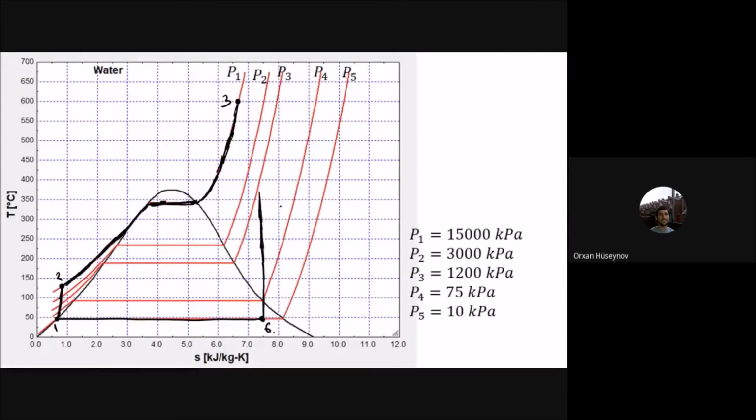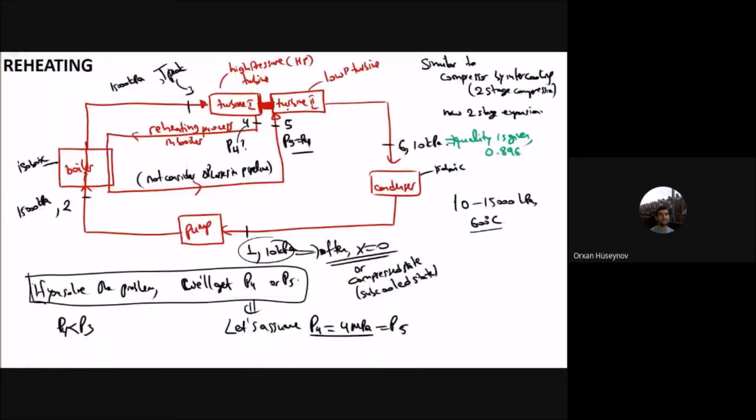Therefore, you can see that this one is P3, it is 1.2 megapascal, and P2 is 3 megapascal, and I should go to that P4 line. So that P4 should be approximately here. Okay. Approximately here. This is the 0.5. You can see that I have 5 to 6. This is the turbine 2.